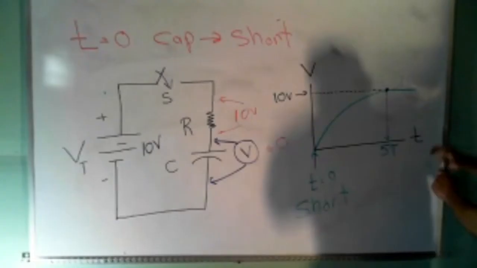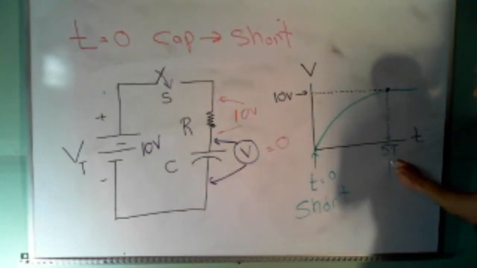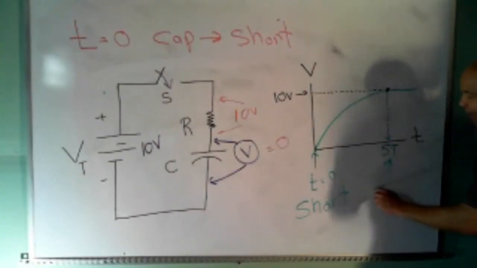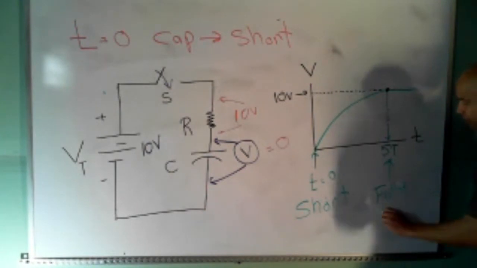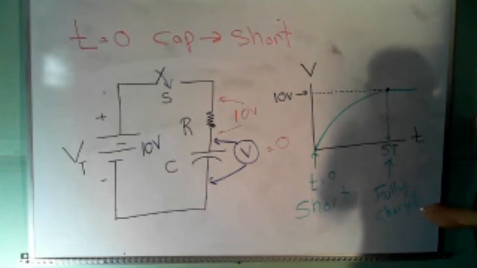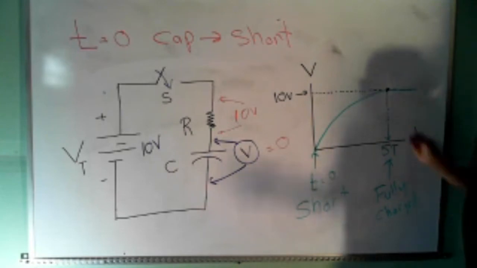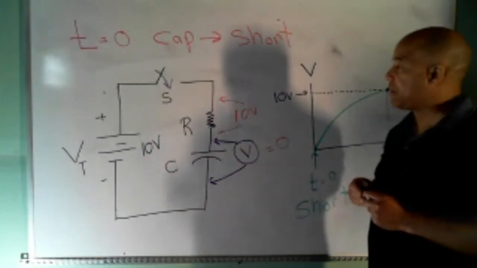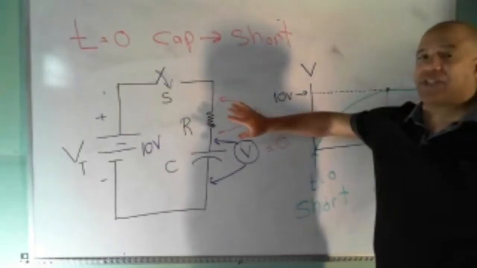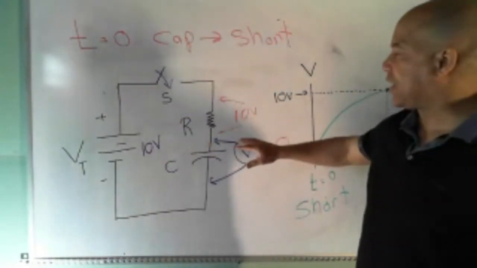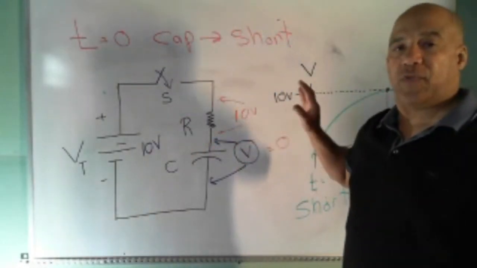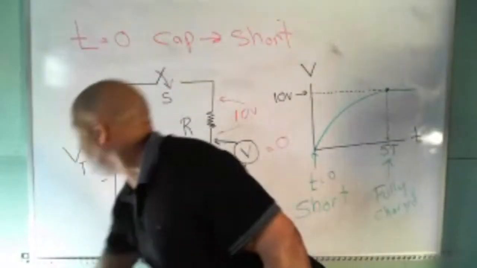The other time I want to look at is 5 time constants. Here the capacitor is fully charged. After 5 time constants, all capacitors are fully charged, no matter what the value. So I want to go back to this circuit and, using a little logic, look at what happens when it's fully charged. Let me clean it up a little bit, and then I'll show you what I'm saying.